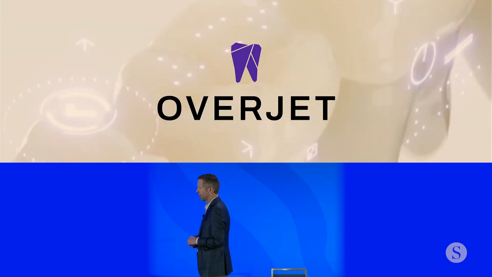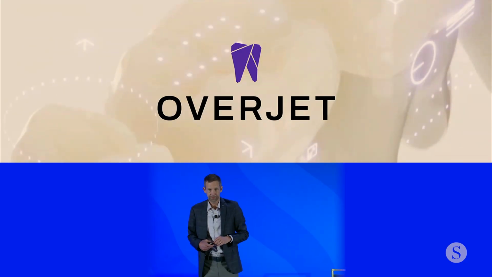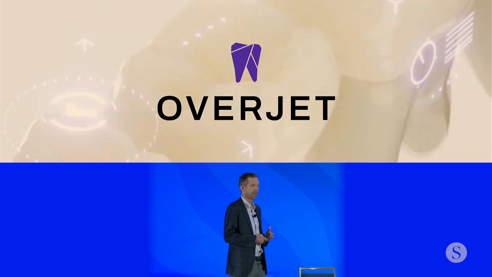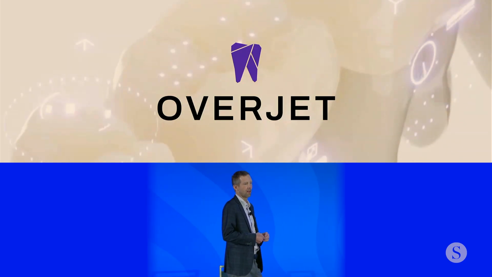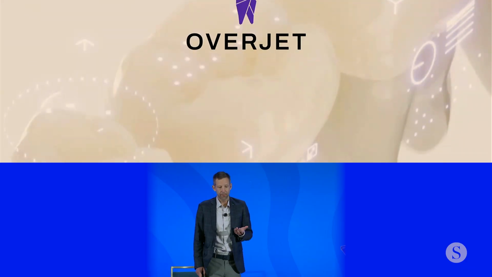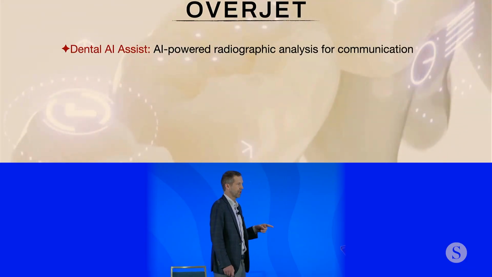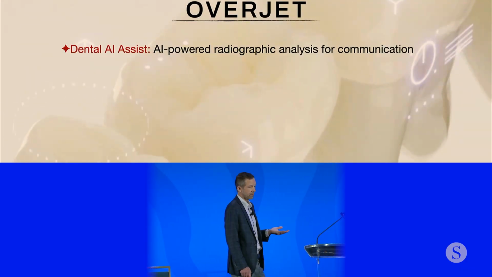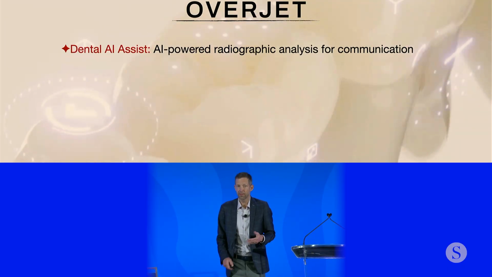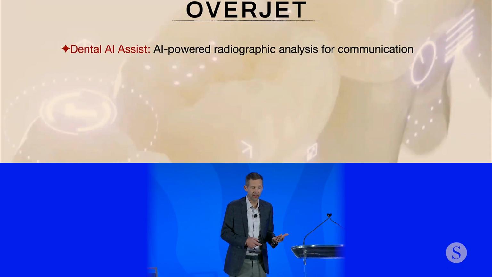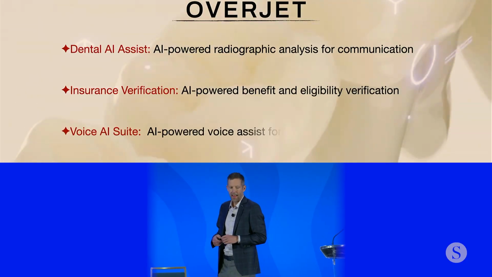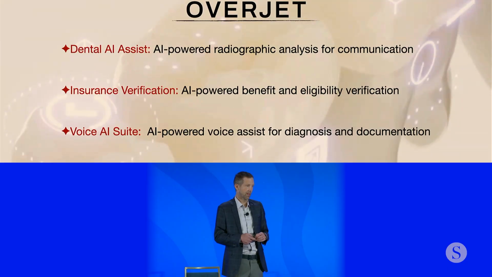Now, the one I'm using in my office is Overjet. They're very, very similar, but Overjet is something that assists us in reading x-rays. The concept is honestly quite simple. There are three different things that Overjet is currently doing. There's Dental AI Assist, which is the most popular, helping read our bitewing x-rays. There's also insurance verification that has come out, and Voice AI Suite.